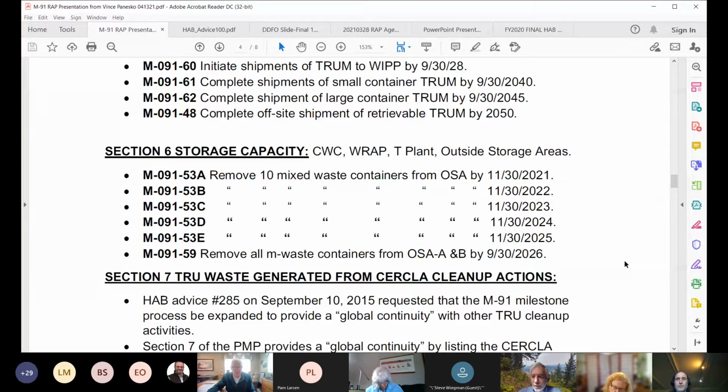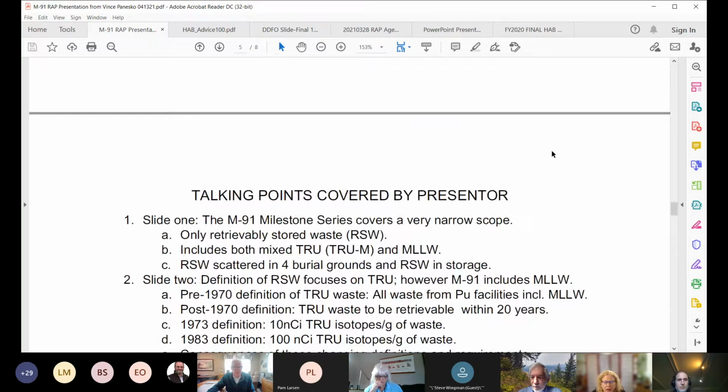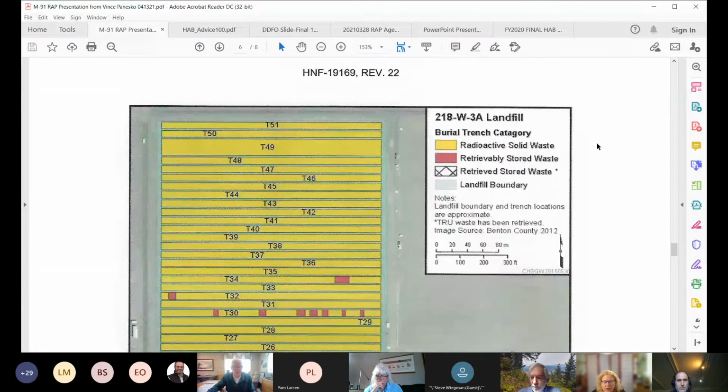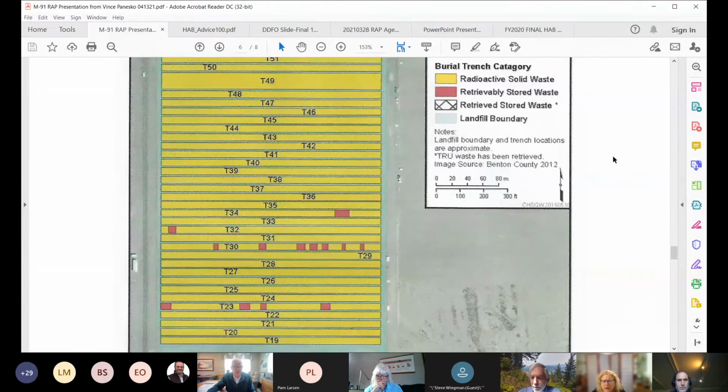And Ruth, could you go to slide, I believe it's 5? The slide picture of the burial ground? Yeah, because Jerry brought that up. Islands. Bring it up a little higher yet. I just want to show the red. The red's retrievably stored. And Jerry, this proves your point.